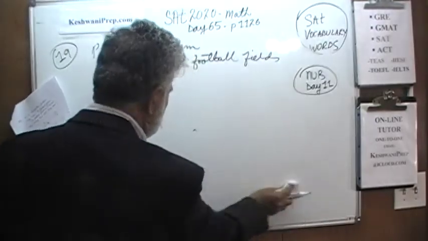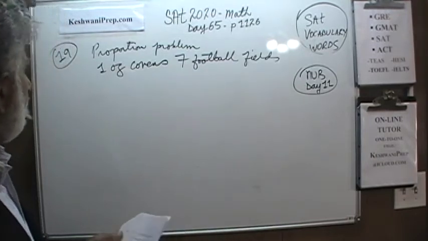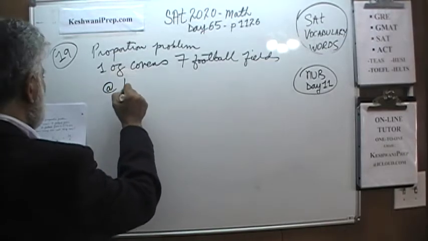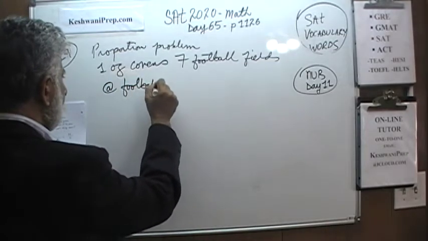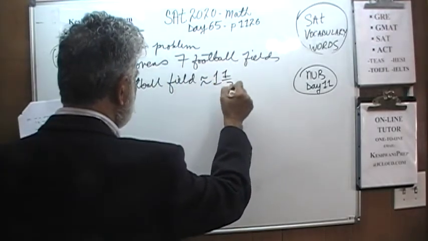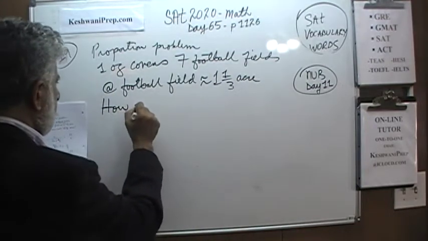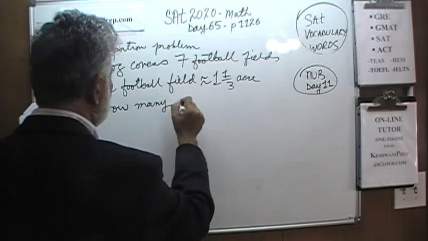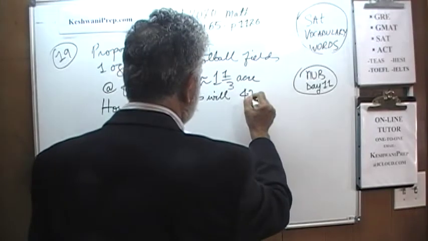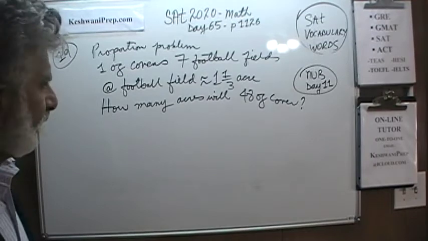If you really want to understand what I'm babbling about, you have to read the problem. 1 ounce covers 7 football fields, we are told. We are further told that each football field is approximately 1 1/3 acre. The question is, how many acres will 48 ounces cover? As you can see, it's a proportion problem.